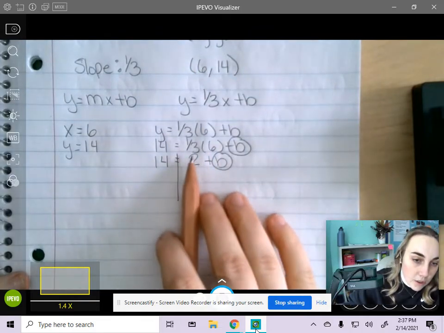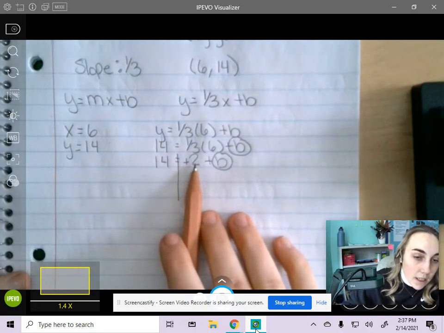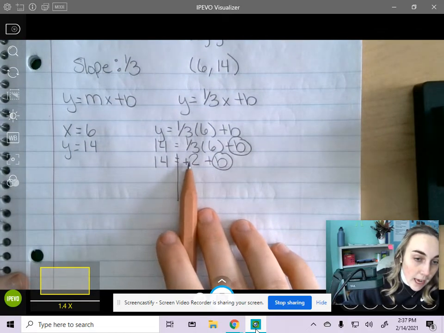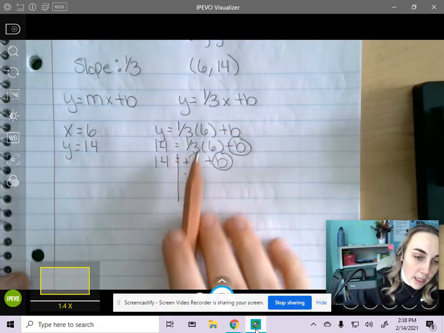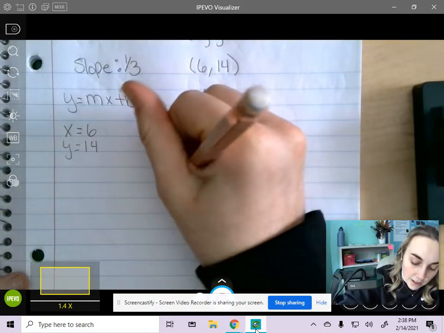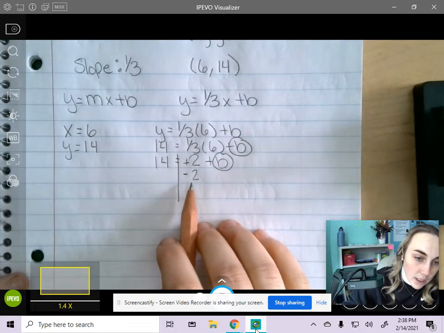We want to get rid of this 2. Remember, guys, this is a positive 2, okay? To get rid of this 2, to make this 0, we have to subtract it by 2. We want to subtract its opposite, which is 2. Plus 2 minus 2 would give us 0.